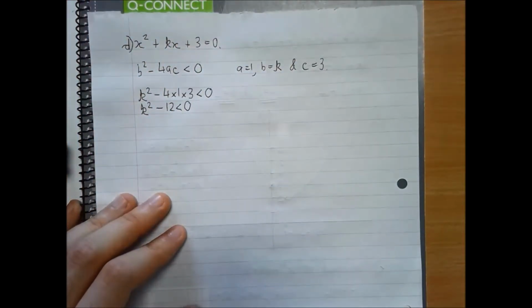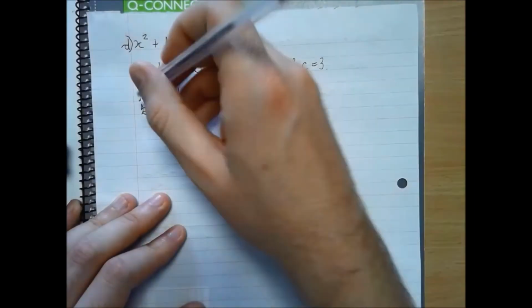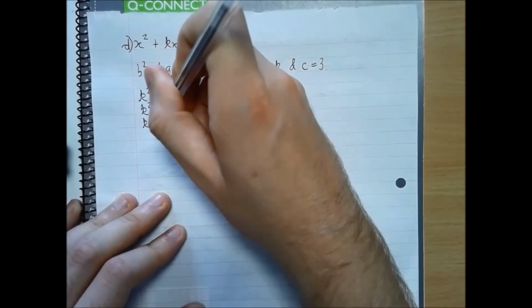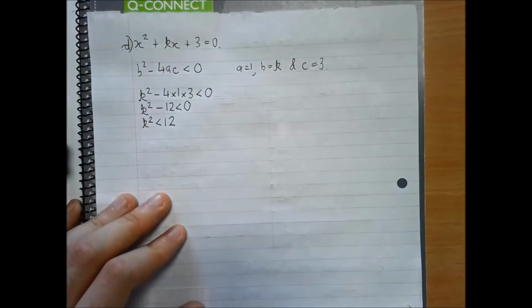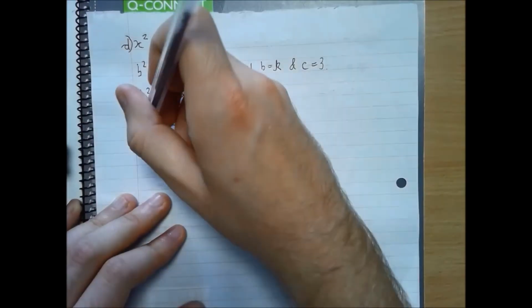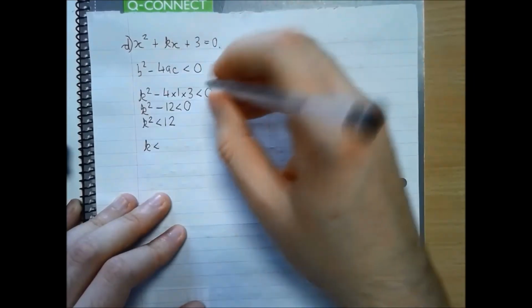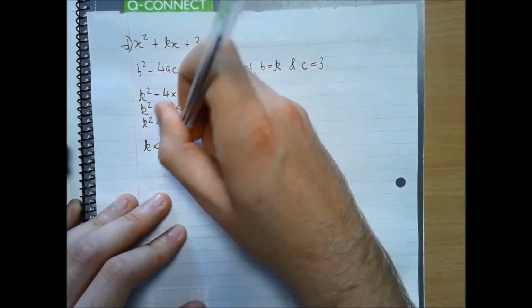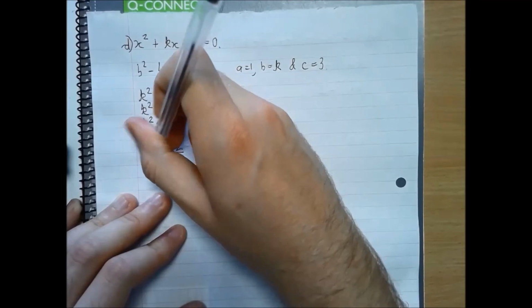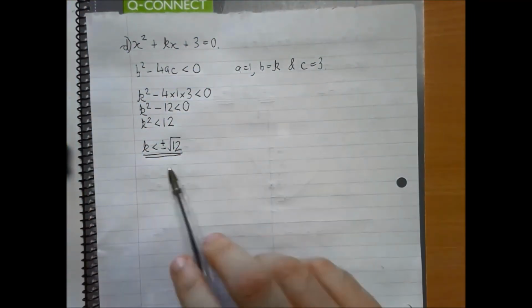Now because we're after the value of k, we want to solve this. We want to get k on its own. So next step, we're going to have k squared is less than 12. We square root both sides, we're going to have k is less than plus or minus root 12, effectively. Now, I always tell my students to draw a graph, because we've got an inequality here, and what's really vital in AS maths is that you get the inequality signs the right way around.